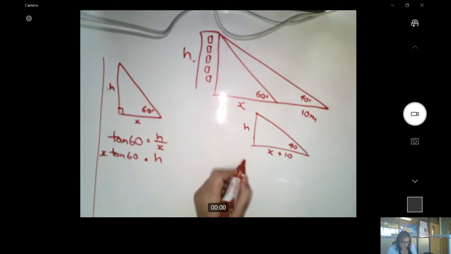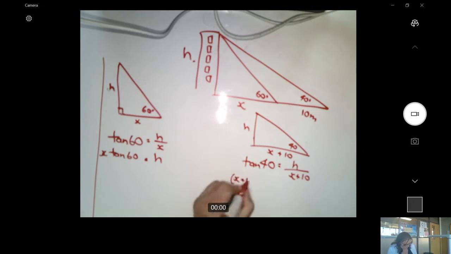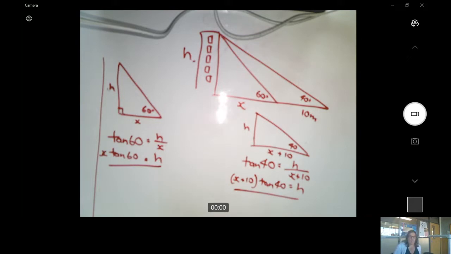So let's have a look at this. This will be tan 40 equals opposite over x plus 10, which is x plus 10 tan 40 equals h. Okay, we now have 2 common expressions for h. Now the mathematical leap here is that if this equals h and this equals h, therefore these 2 things equal each other. So that's where I'm going to start my next line of working from.